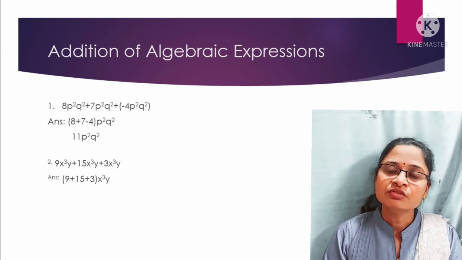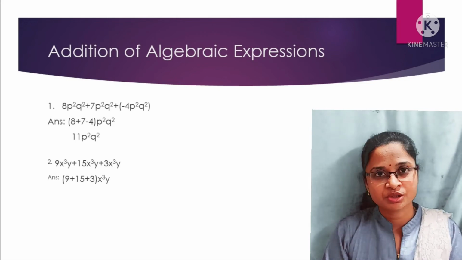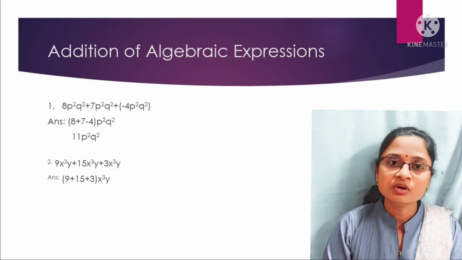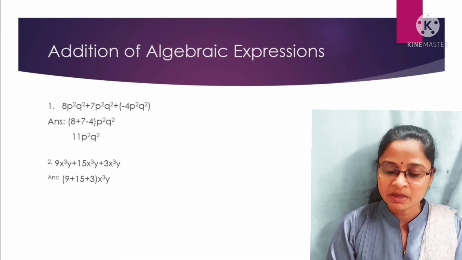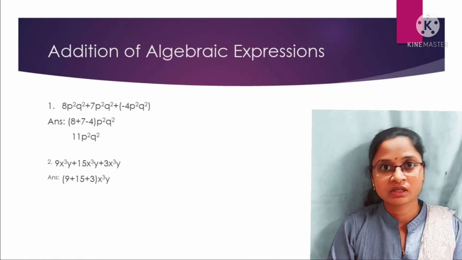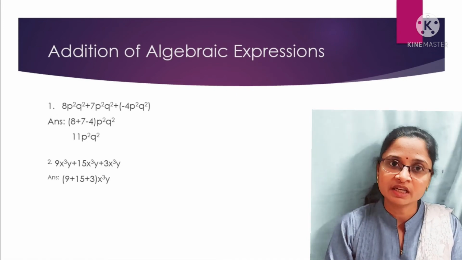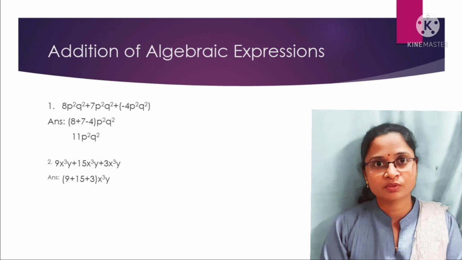Okay. Now, the first step is to separate out the coefficients of all 3 terms. So in the first bracket, 8 plus 7 minus 4, after that the bracket closes, and our algebraic factor is p square q square. Now its addition is 11. So the final answer is 11p square q square.